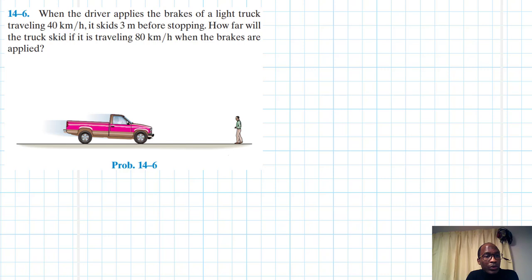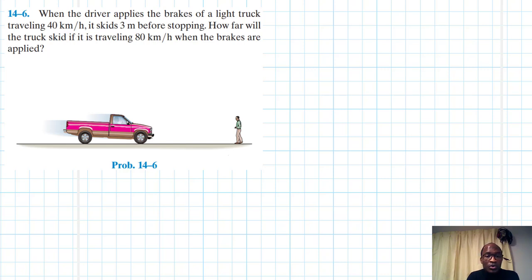The problem reads: when the driver applies the brakes on a light truck traveling 40 kilometers per hour, it skids 3 meters before stopping. How far will the truck skid if it is traveling 80 kilometers per hour when the brakes are applied? This problem is coming from Engineering Mechanics Dynamics, 14th edition, by R.C. Hibbeler.